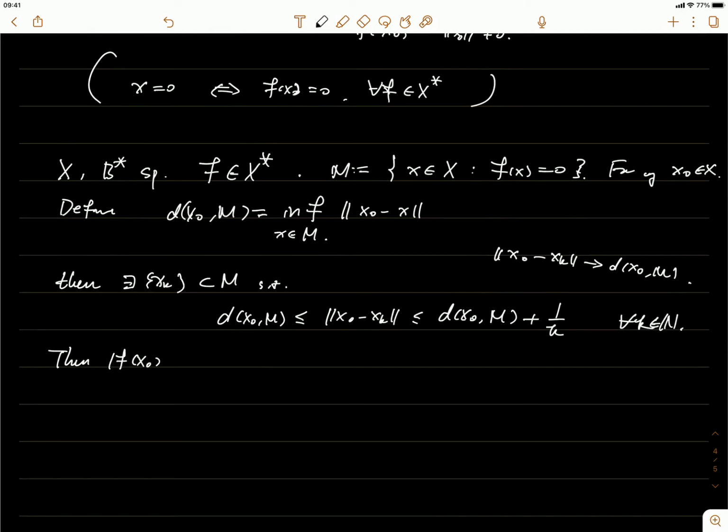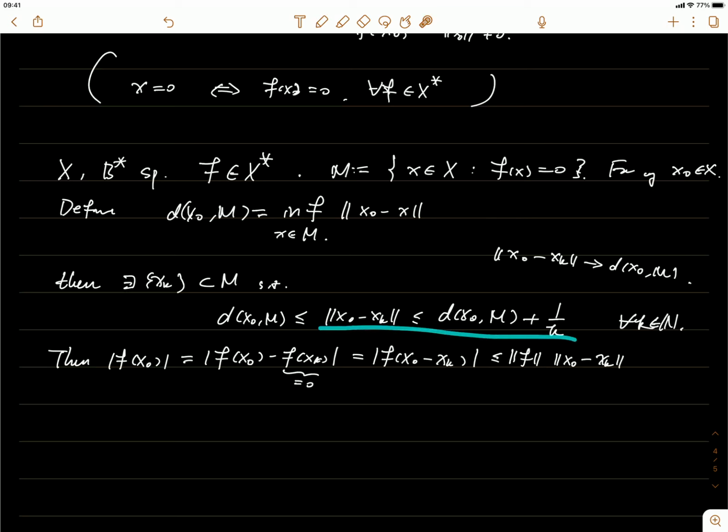Now you look at f of x naught. I know that this is equal to f of x naught minus xk, because xk is in the null space of f, in the space M, so f of xk is essentially just 0. So I subtract it, it doesn't matter. Because f is linear, I know this is true. On the other hand, because f is a continuous linear functional, it is bounded by the norm of f times the norm of x naught minus xk. And because of the property that I set for the sequence, this is less than or equal to the norm of f times the distance between x naught and M plus 1 over k, for any k.